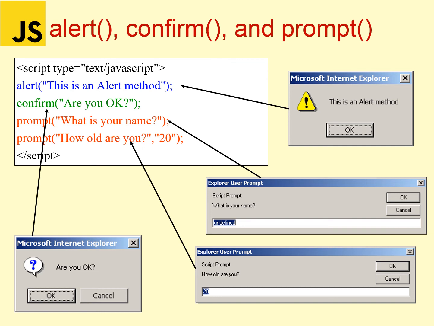Now we can see the functions alert, confirm and prompt in JavaScript. Here there is an example. A script tag is opened with the type attribute text/javascript. Then come some statements in the script tag. Alert, this is an alert method. Then confirm, are you okay? Prompt, what is your name? Prompt, how old are you? 20. Then the script tag is closed.